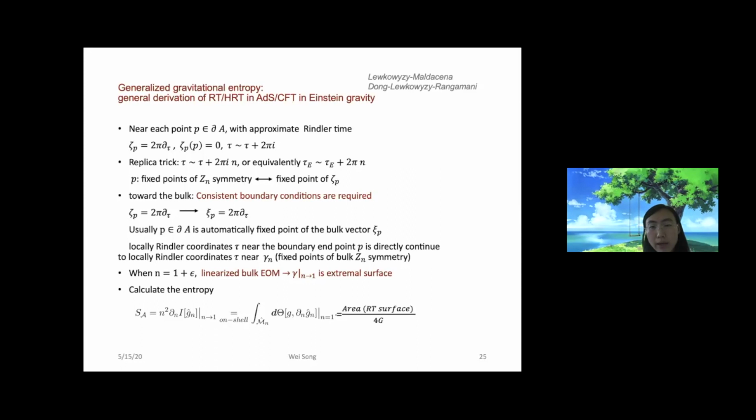And here it is through this approximate Rindler coordinate. Once we have this extension of the boundary Rindler time to the bulk, we can do the same thing as Lewkowycz and Maldacena did, and show that the fixed point of this replica symmetry, as n goes to one, would be an extremal surface, and furthermore the entropy can be calculated using the on-shell action around the fixed point.